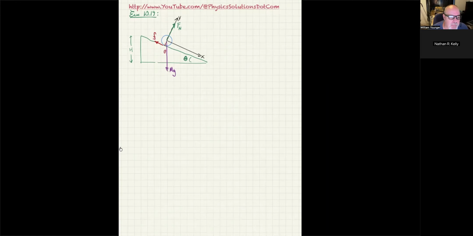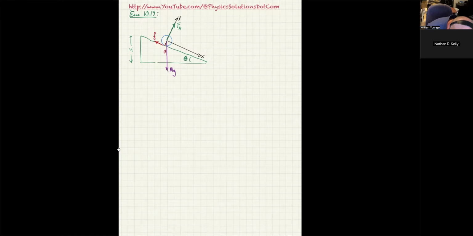So here's the problem. Analyze the rolling sphere of example 10.17, see figure below, in terms of forces and torques. Determine the velocity V_CM of the sphere's center of mass at the base of the incline and the magnitude of the friction force, F_friction. So that's what we want: the friction force, and we want the V_CM.